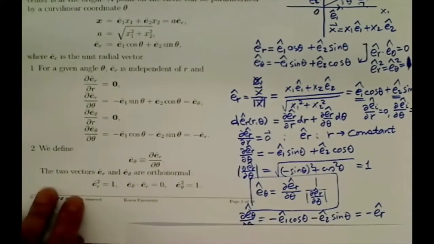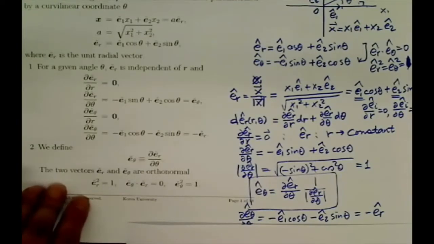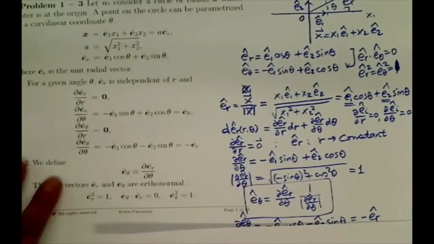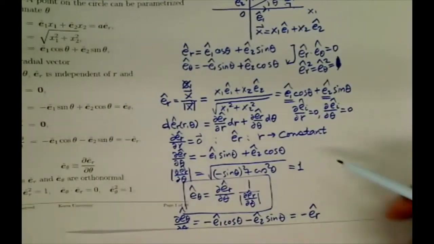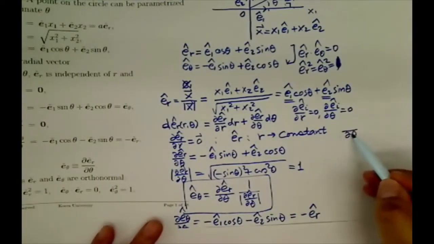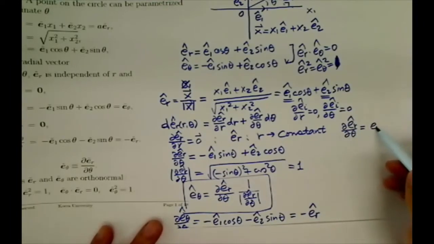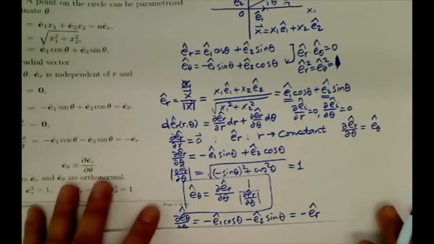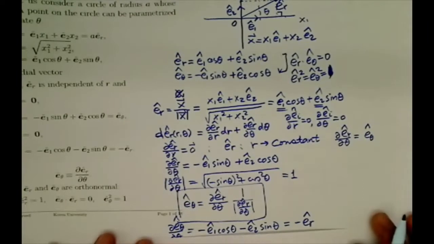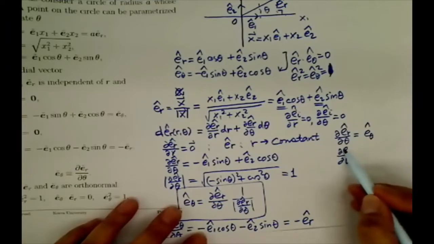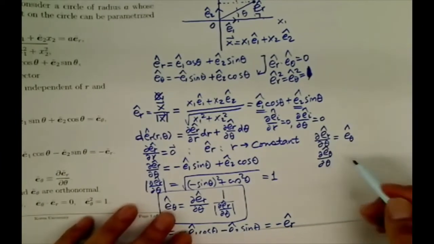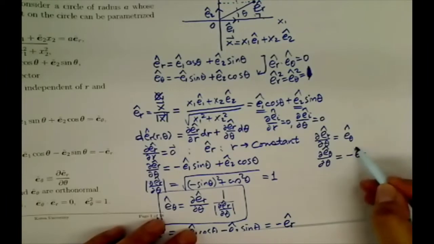In summary, what you find is that the er hat derivative is e theta hat. What happens if I take the derivative of this guy? The answer is minus er hat.